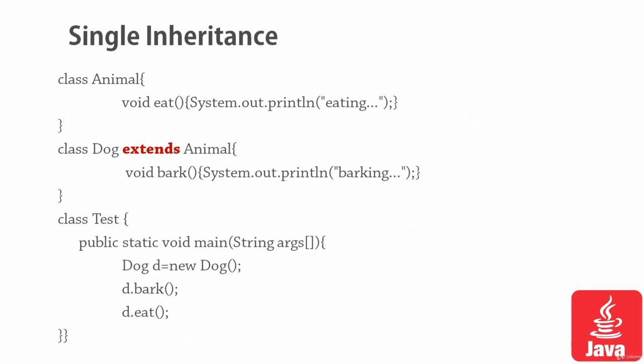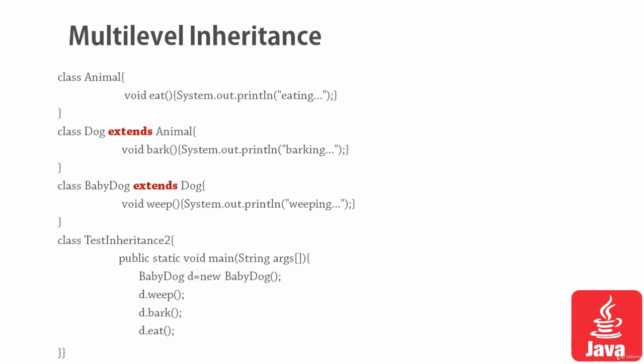So how can we write a single inheritance? This is a program for single inheritance. Here we have an animal class. We have the dog class, which is derived from animal. So this is a simple format of writing single inheritance. We need to write the extends keyword once.